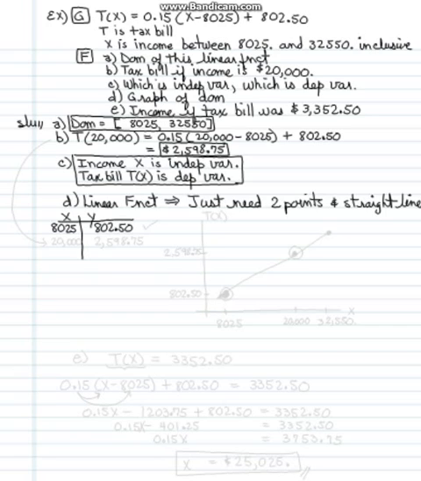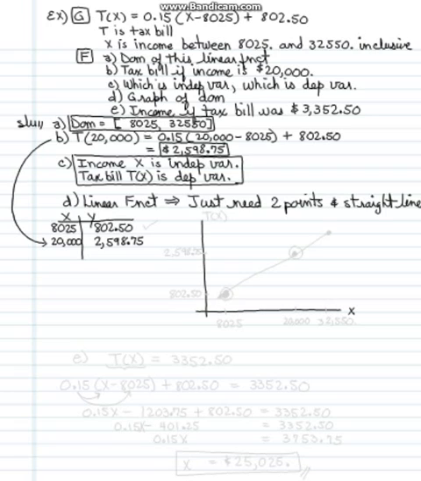That's what you get when you plug X equals 8025 into the given equation. Let's now use this information for our second point. When we let X equal 20,000, we found T of X, which is Y, to be equal to $2,598.75. Okay, those are 2 points. Those are 2 ordered pairs. That's enough for us to graph this function.